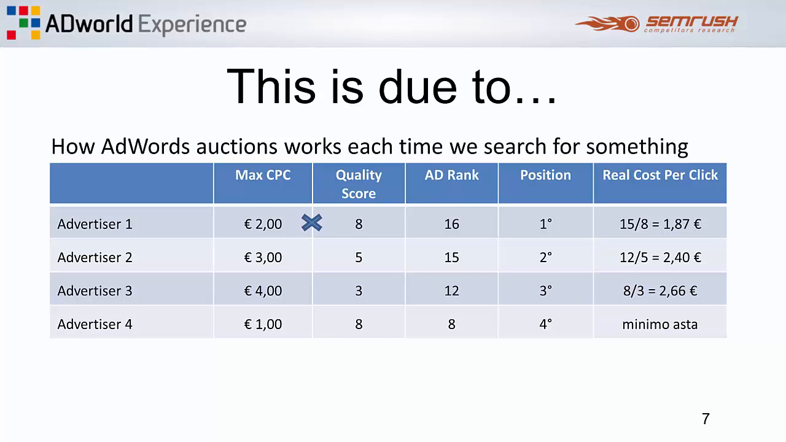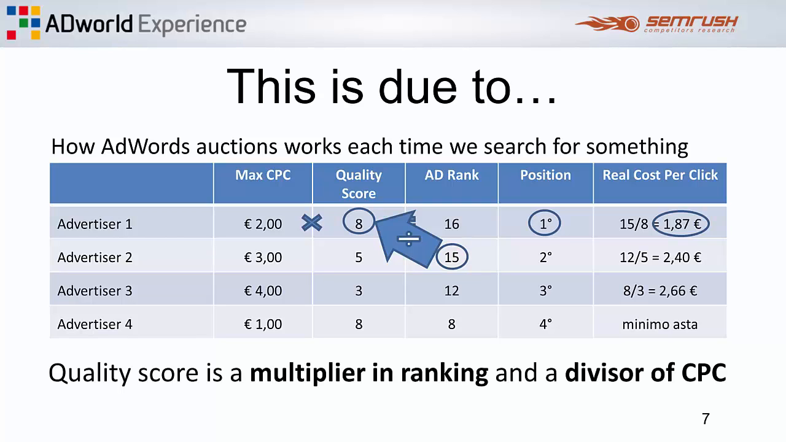So, first of all, the position is calculated by multiplying quality score by his maximum cost per click. So he has 16, therefore he is first in this small auction. The effective cost per click is calculated by dividing the ad rank of the next advertiser after him by his quality score. So in this case it is 15 divided by 8, 1.87 euros. Quality score is a multiplier in ranking and a divisor of CPC. It's a very, very important ranking factor and able to minimize our expenditure.